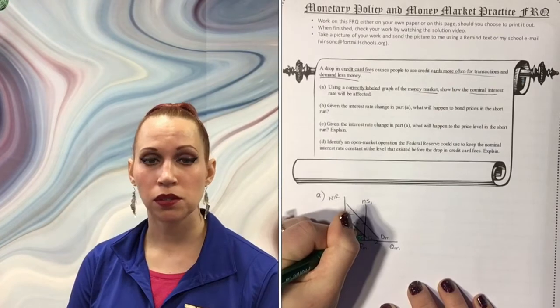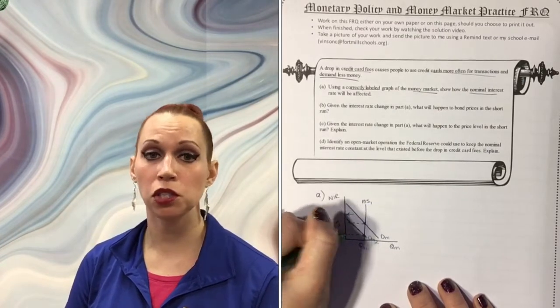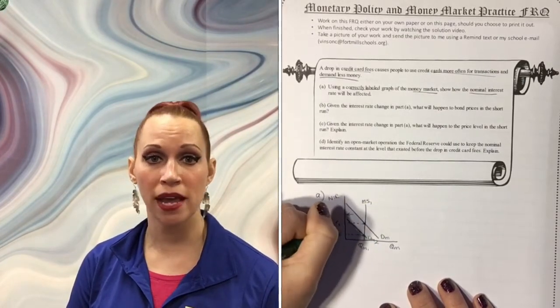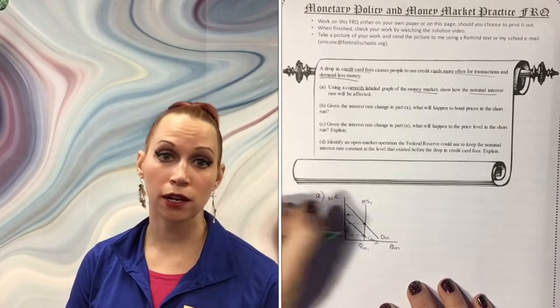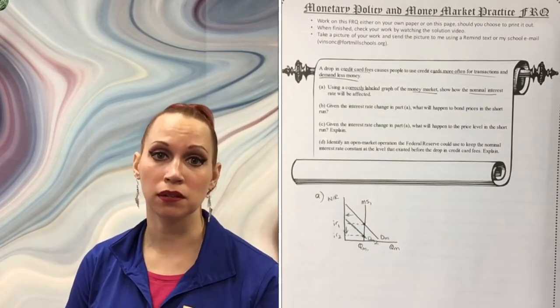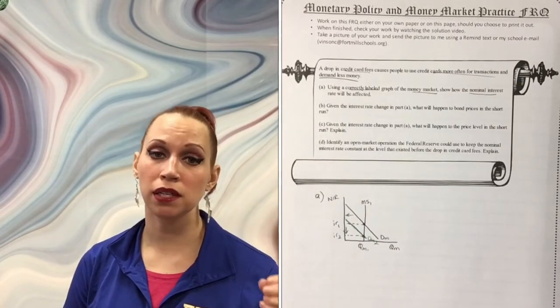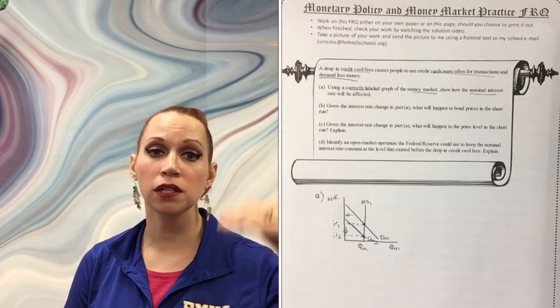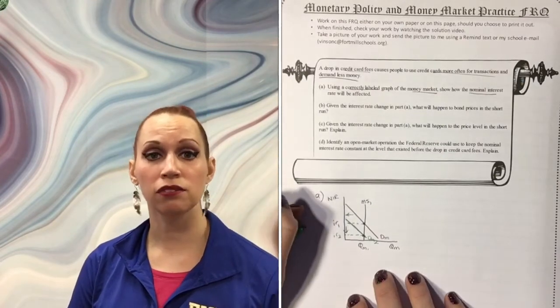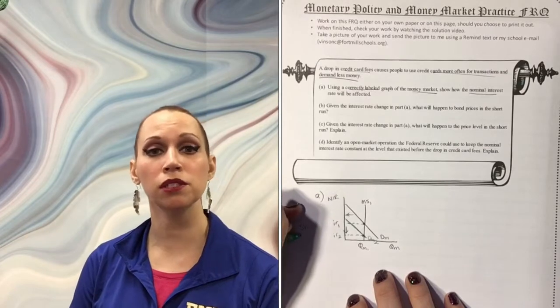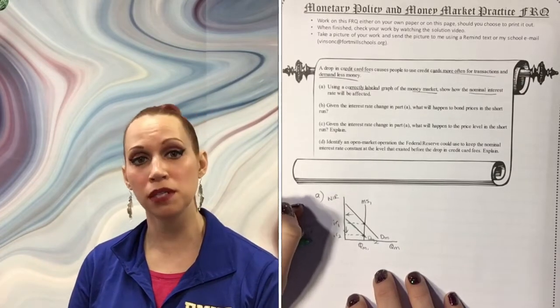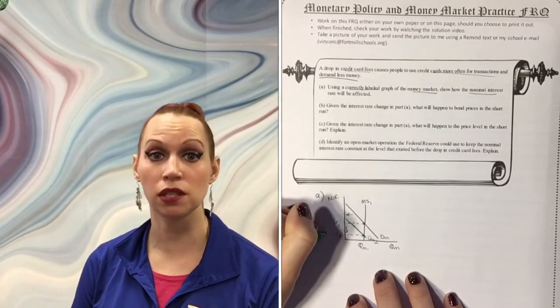Now, at that new intersection point, you want to draw a little dashed line over to your y-axis, and you want to label that IR2 and draw an arrow going down. By drawing that arrow and labeling it IR2 versus IR1, you're showing anybody that looks at that graph exactly what happened to the nominal interest rate as a result of your money demand curve decreasing or shifting to the left.